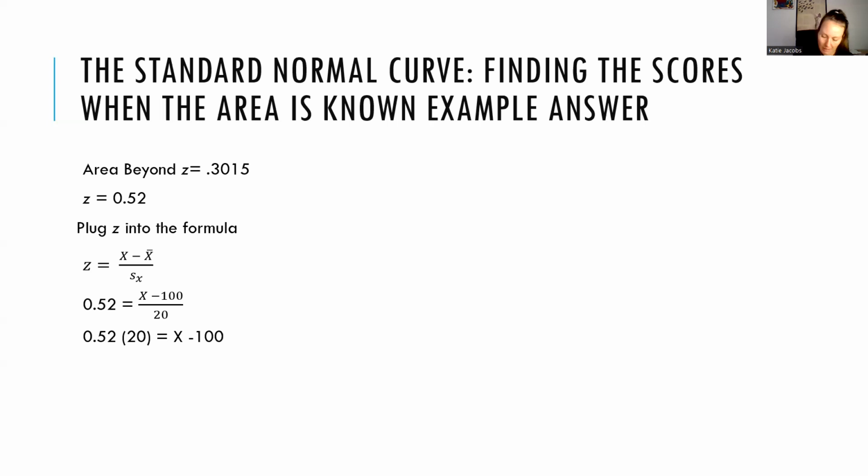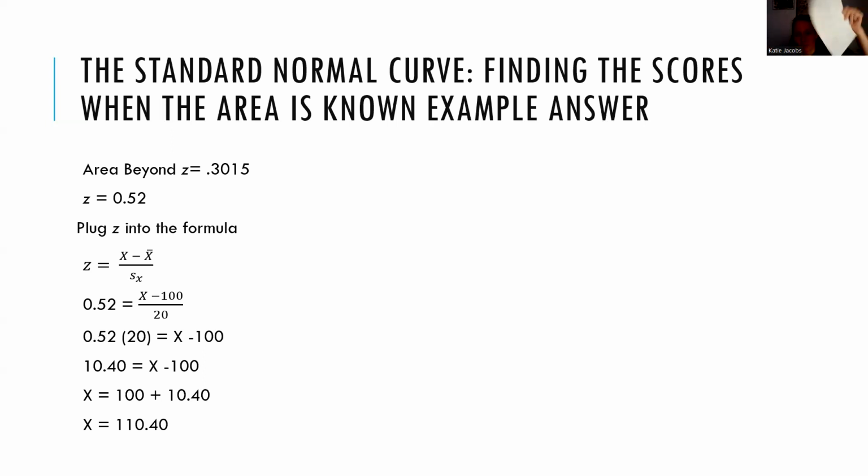Then we need to get the numbers by themselves and the x by itself. So we add 100 to both sides, so it eliminates it from one side and puts it on the other. Okay. And then when we do that math, we see that our x value equals 110.40. So what that means is that in order for students to take that class, they need to at least get a score of 110.40 to be in the course.